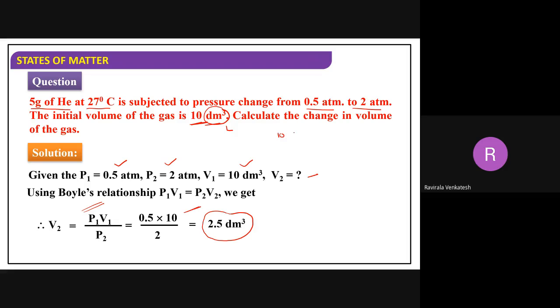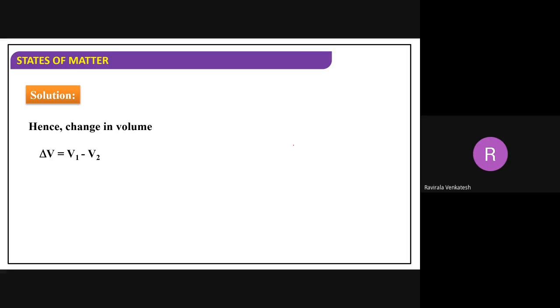Change in volume. Now V1 is equal to 10, V2 is equal to 2.5. Because pressure increases, what happens? Volume decreases. What is the pressure at this time? 0.5. So pressure increases to 2 atmosphere. Definitely volume will decrease. How much decreased, beta? It will be 7.5. This will be the answer.